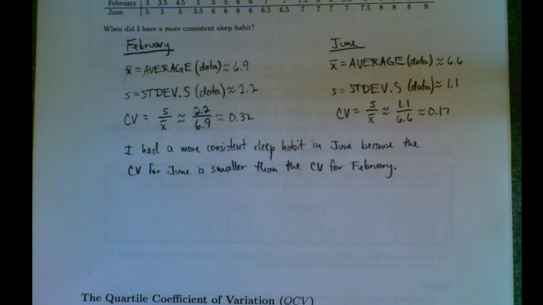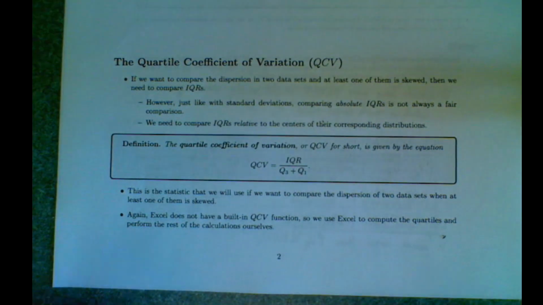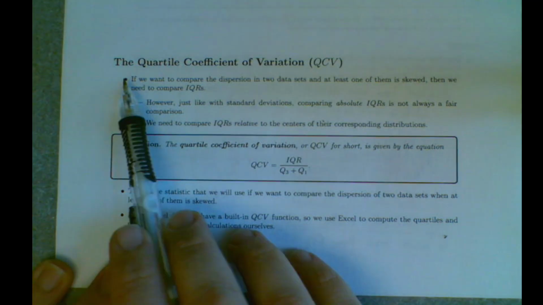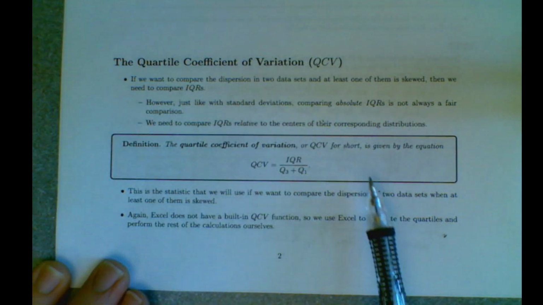In that case, you would use the median and the IQR. So what do you do if you're trying to compare IQRs, right? And the answer is, if we want to compare the IQRs of two data sets, we would also want to compare them relative to the center of the data set. So the tool that we'll use for this is called the quartile coefficient of variation.